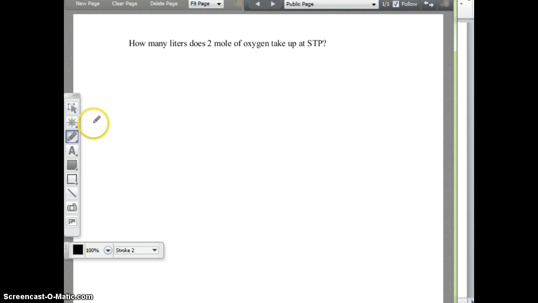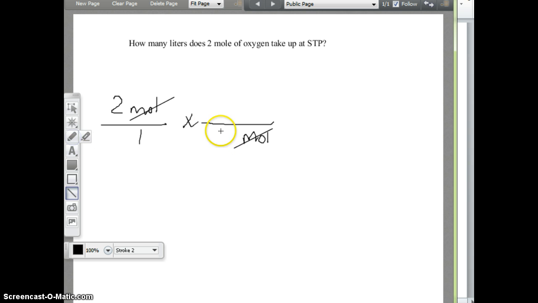All right, so let's get to the math problems. How many liters does 2 moles of oxygen take up at STP? So again, start by writing down what you know, and you should be adding this to your notes. Put it over 1. What has to be on the bottom of my next fraction? Has to be moles. Why? So that my moles cancel. All right, so I want to go 1 mole.